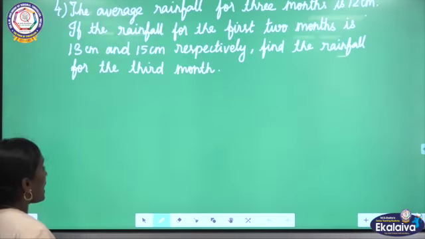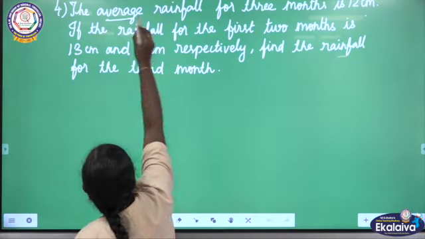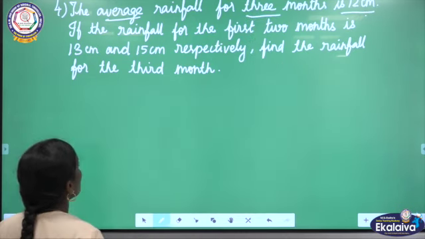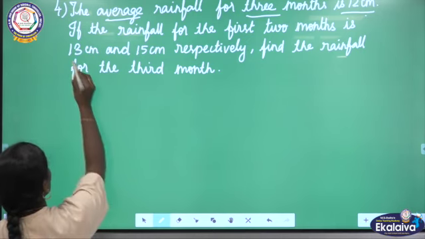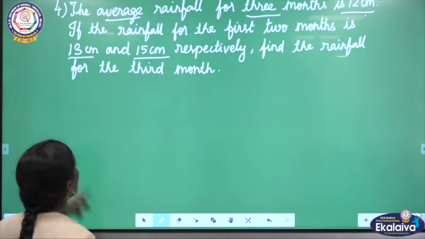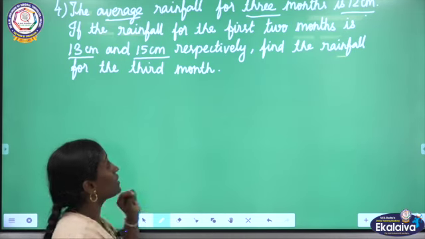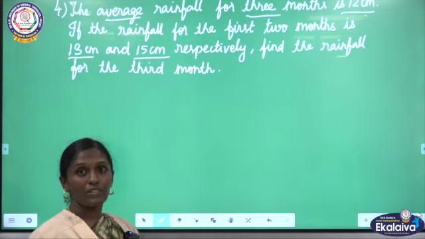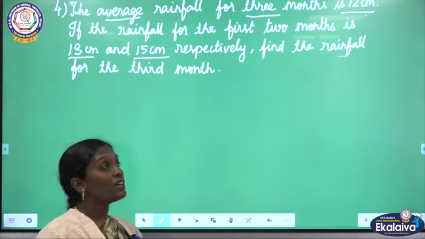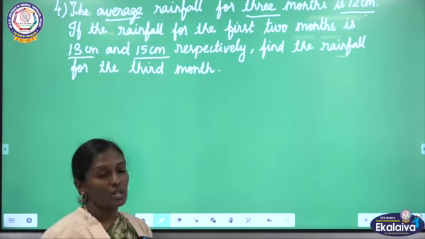The next one: the average rainfall for 3 months is 12 centimeter. If the rainfall for the first 2 months is 13 centimeter and 15 centimeter respectively, find the rainfall for the third month. Here the average rainfall for 3 months is given. From that, first we have to find the total rainfall for 3 months. For that, we have to multiply the average by the number of months.